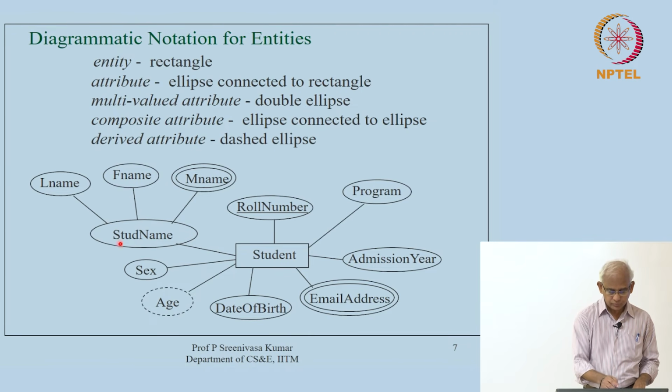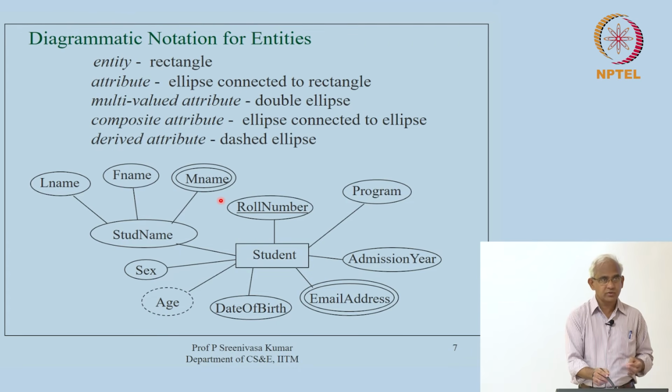This one is a composite attribute. If it is a composite attribute, then it will be an ellipse and it will have other ellipses connected to it. So, this particular attribute has the first name, last name and multiple middle names. If something is multivalued, then we put a double ellipse to indicate that it is multivalued. This kind of modeling is appropriate for our names, because most people have a first name and a last name and multiple middle names.